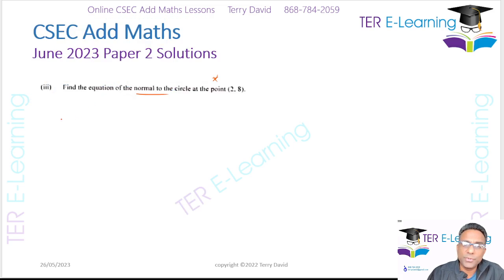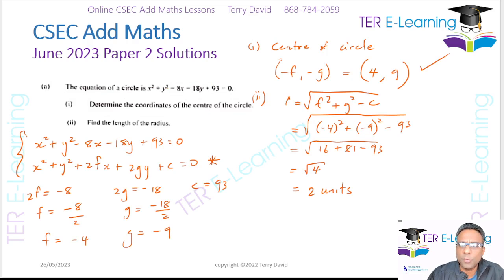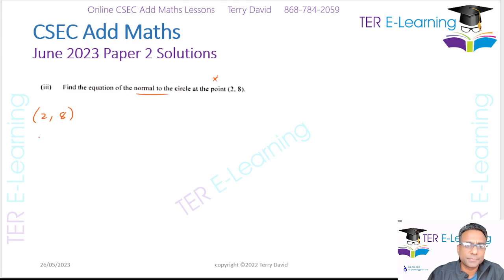So all I'm going to do here is use the point 2, 8. So we have 2, 8. That's your point in this supposed circle. The center that we got just now would have been 4, 9. So that's the center of your circle here.